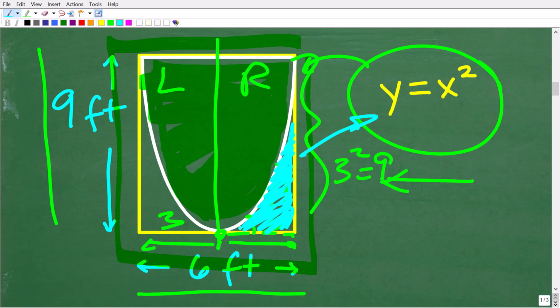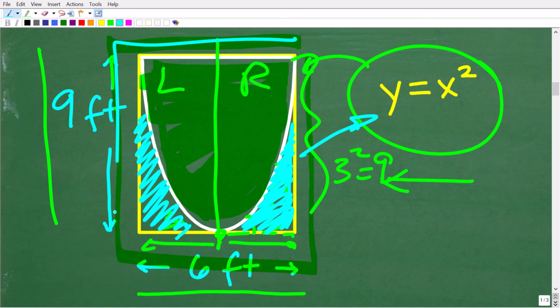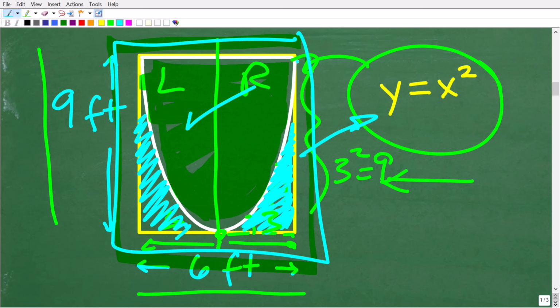And then this part right here, this area is the same as this area, and once we have the area of these two parts, we can subtract it away from this entire rectangle, and that leaves us with the area of our cross section. Okay, so this is going to be our strategy, and again, I'm going to be using very simple math here to calculate the area underneath this curve.